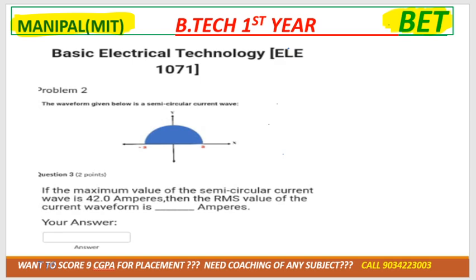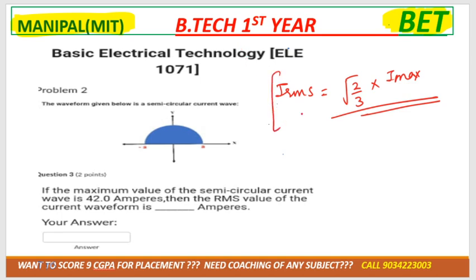Semicircle based questions, if they ask you the RMS value, then that would be root 2 by 3 multiplied by I maximum. It's better to remember this formula because we'll have a long derivation for this, which you won't remember. And this kind of question has never been asked in your midterm or end term in Manipal. They give it in the assignment only. So I'll suggest you to remember this formula.